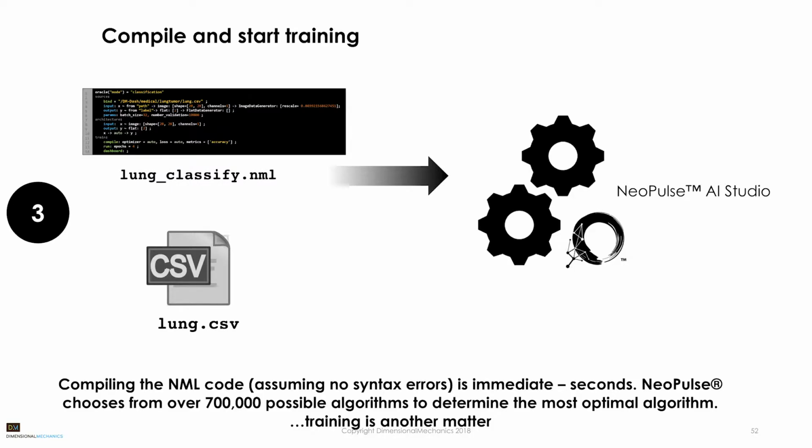So as I said, you submit the NML, and you're not technically submitting the lung.csv. Everything is contained in the NML file, but you're ingesting the data. There are basically, as I said, about 700,000 different algorithms to pick from. So it'll try and determine what is the best algorithm for your problem. And that list of algorithms is growing.